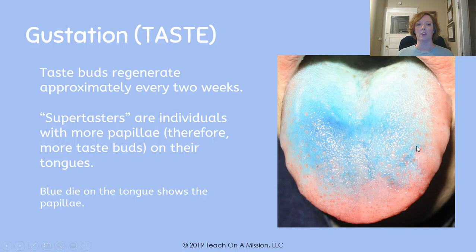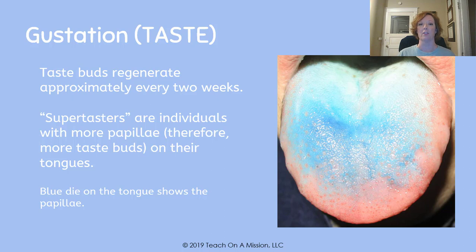There's this phenomenon known as super tasters. These are individuals who happen to have more papilla, therefore they have more taste buds on their tongues. And you can actually do this demonstration on your very own if you just put a drop of blue food coloring on your tongue and then blot it off with a paper towel. You should be able to pick out the papilla on your tongue.